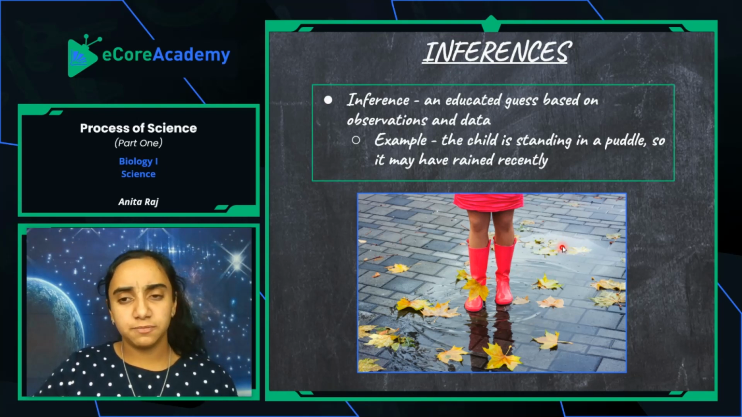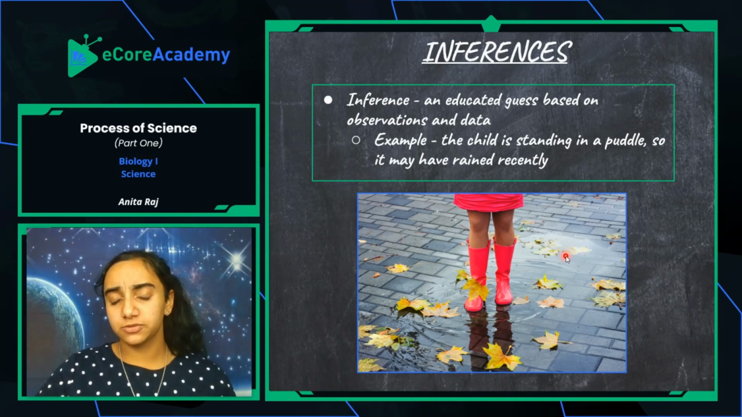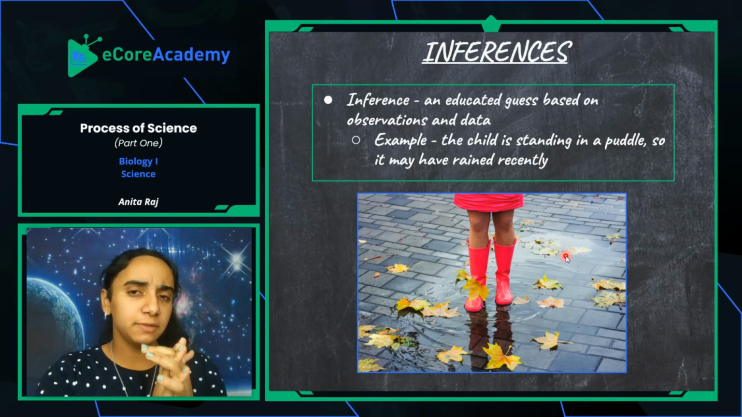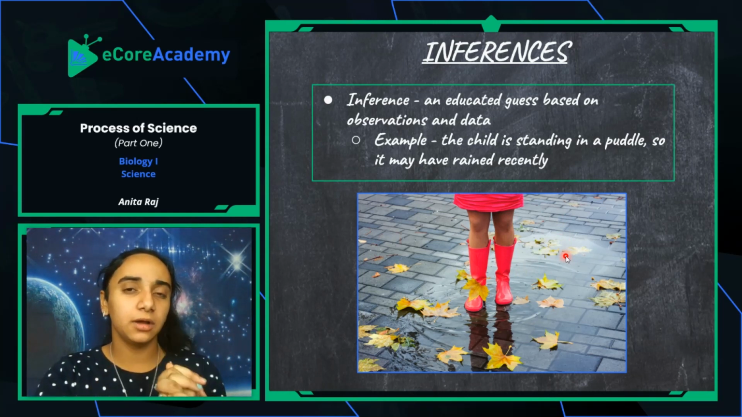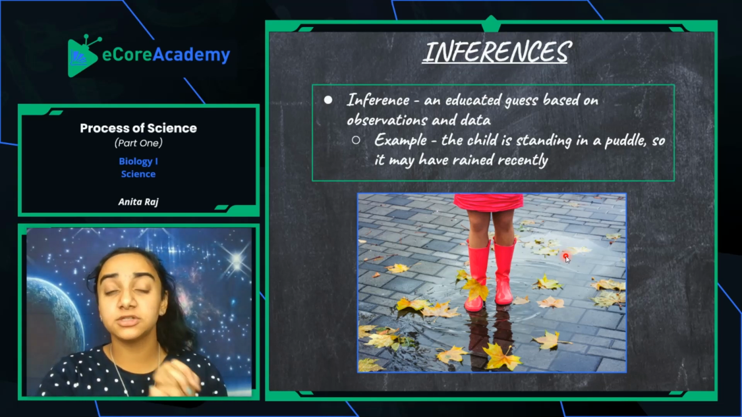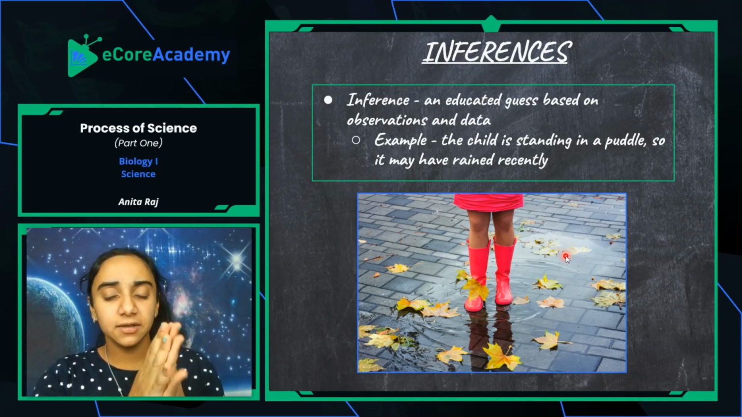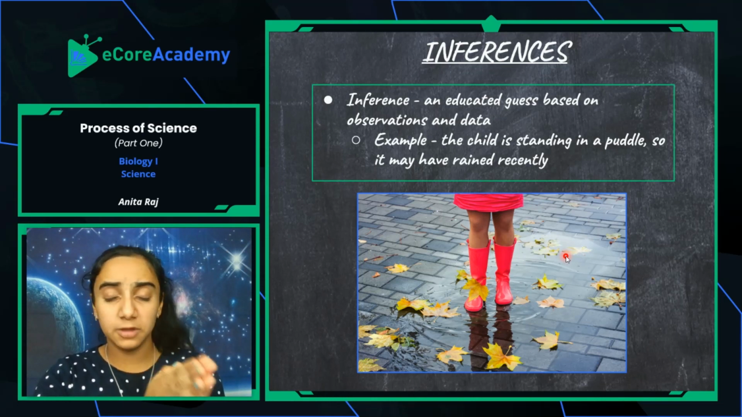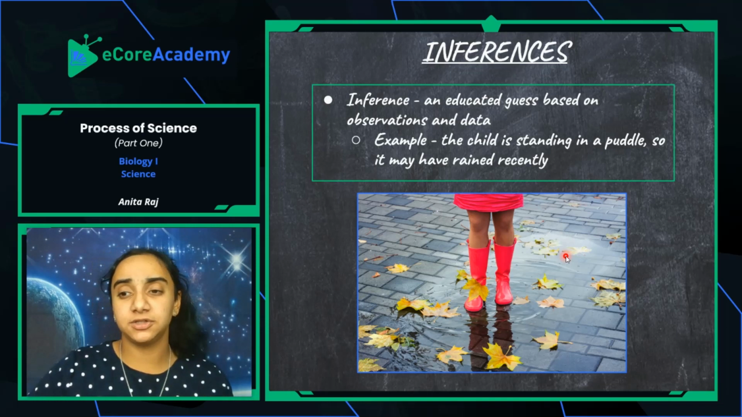So based off of this picture, what inference can we draw? We're not given a lot of information, but just by looking at this scenario, we can come up with an educated guess of what's going on. So we start off by identifying exactly what's going on in the picture. In one sentence, the child is standing in a puddle, as you can see.